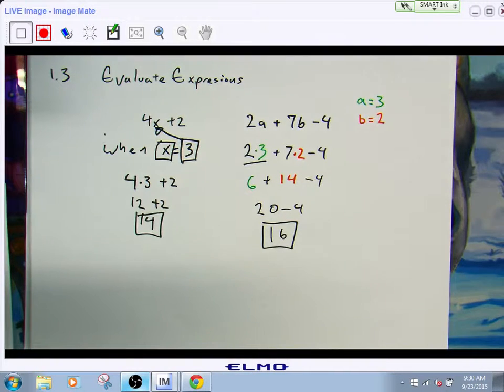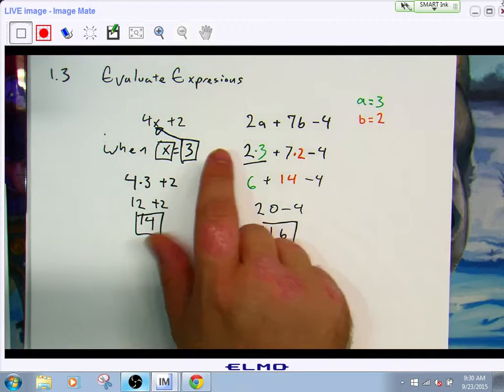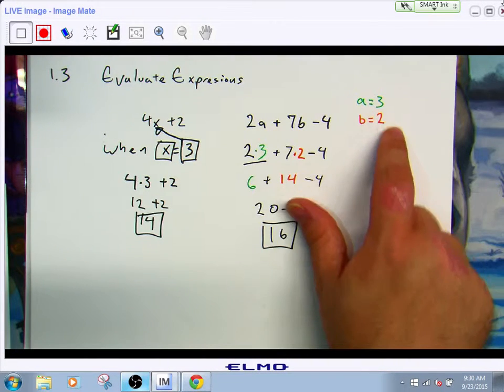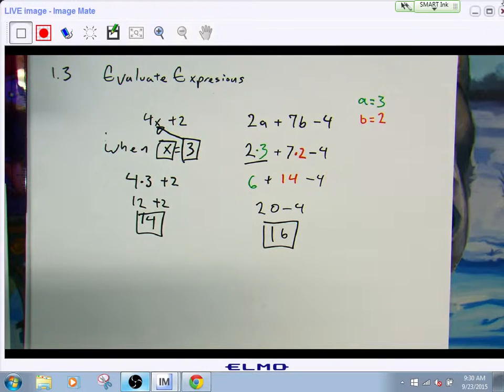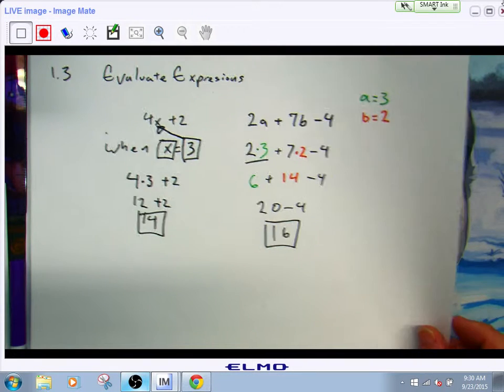So when we're evaluating expressions, all that we're really doing is we're looking for what these variables are, and we're going to plug in those numbers and then perform the functions that it asks us to do, whether it be multiplication, division, addition, or subtraction. That part is easy enough, but I do want to go on to another section that's going to be a little bit more challenging.